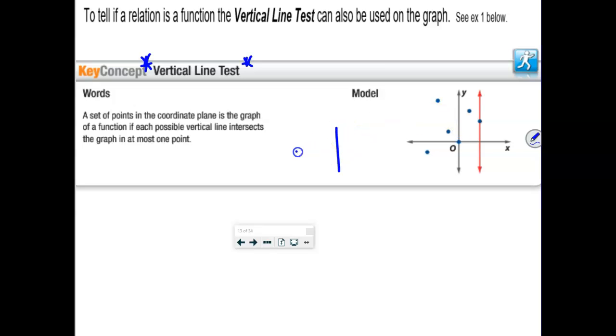But if you have, I'm just going to throw down something that is clearly not a function. You guys cool with me saying that's not a function? Because look at this, look at this, that was supposed to be vertical.